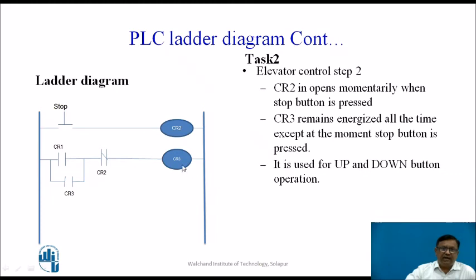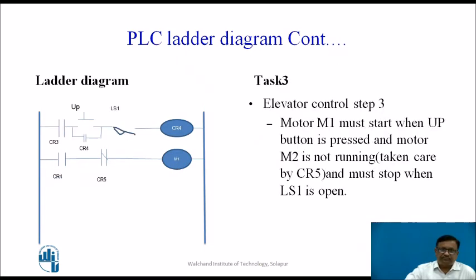So here, this is CR3, and this CR3 will be de-energized when the stop button is pressed, because here there is a CR2 and CR2 is here. And when the finger is removed from the stop button, this is always energized, because CR2 is a NOT operation. So when CR2 is not energized, this will energize, and this is used for up and down operation.